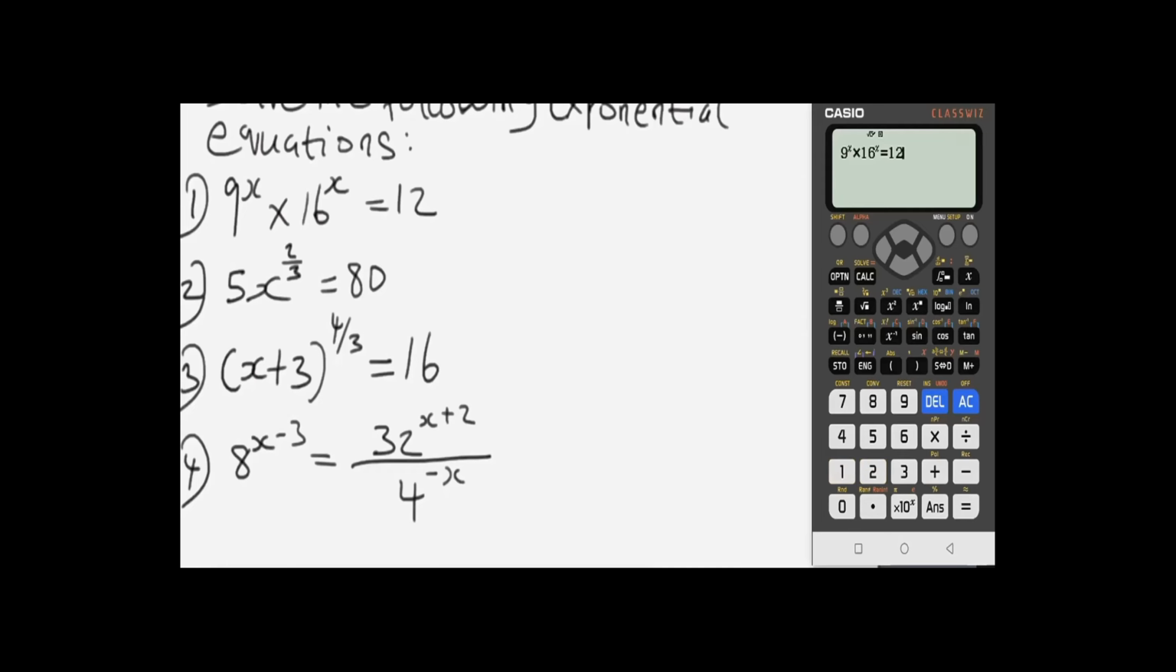To now solve this, press shift and this calc button for solve. When you get here, assign x to be 0. Very important, guys. Always ensure that you assign x to be 0 when you get here. So we're good to go. Let's press the equal to button now. Press equal to again.